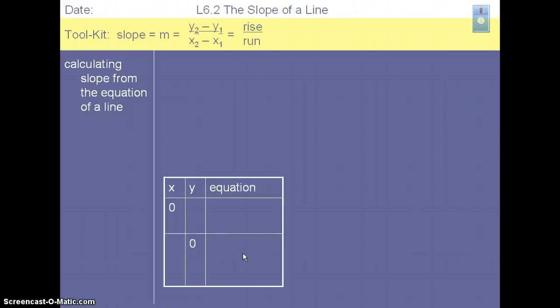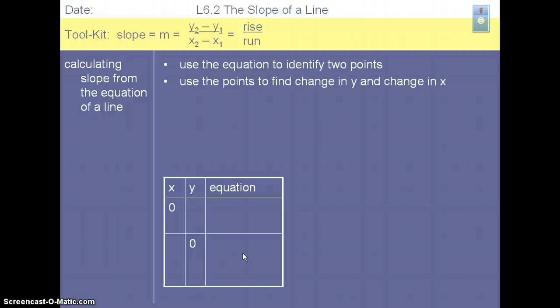So let's talk about how we can calculate slope from the equation of a line. Calculating slope from the equation of a line is to take a look at using the equation to identify 2 points. Once we've used the equation to identify 2 points, we would use the points to find the change in y and the change in x and simplify just as we did.